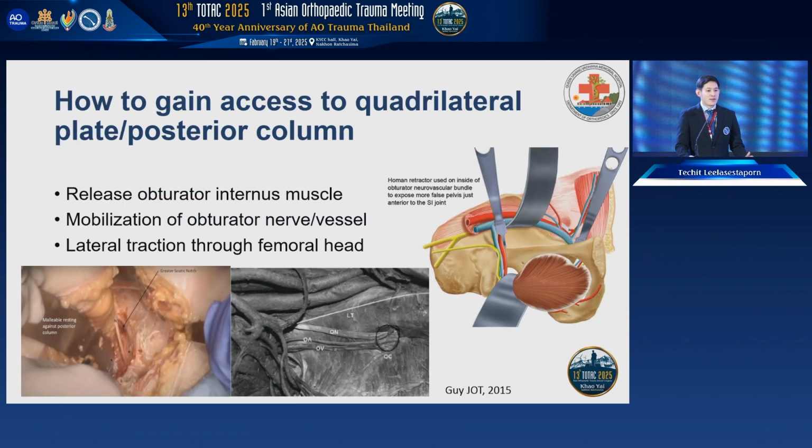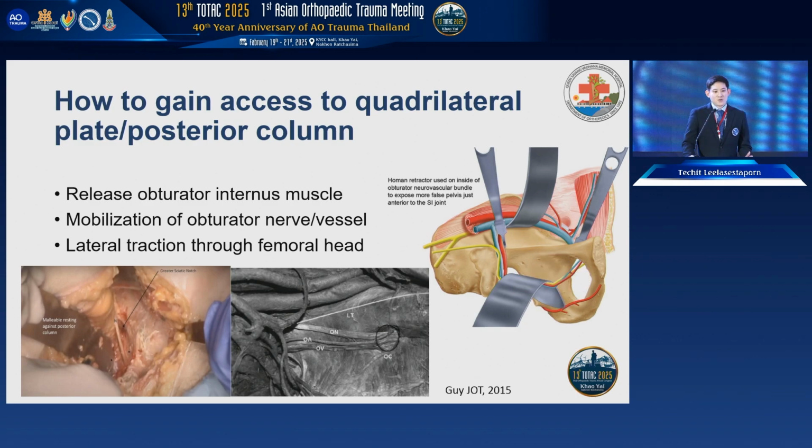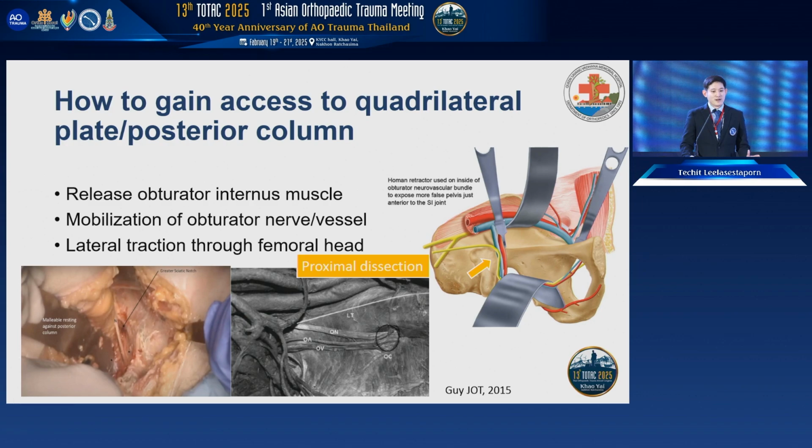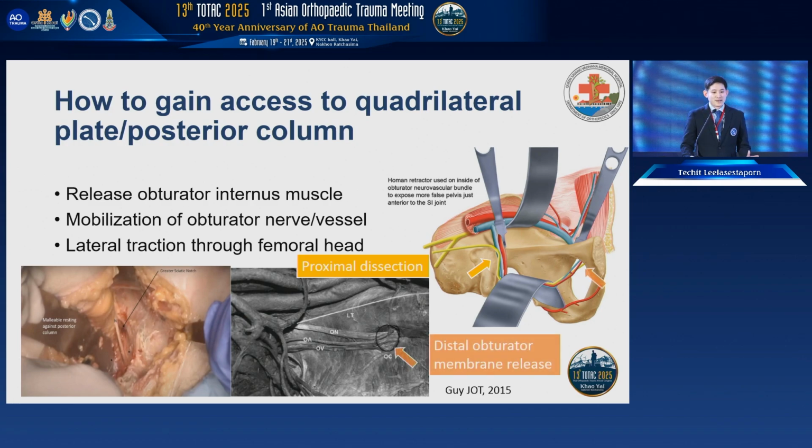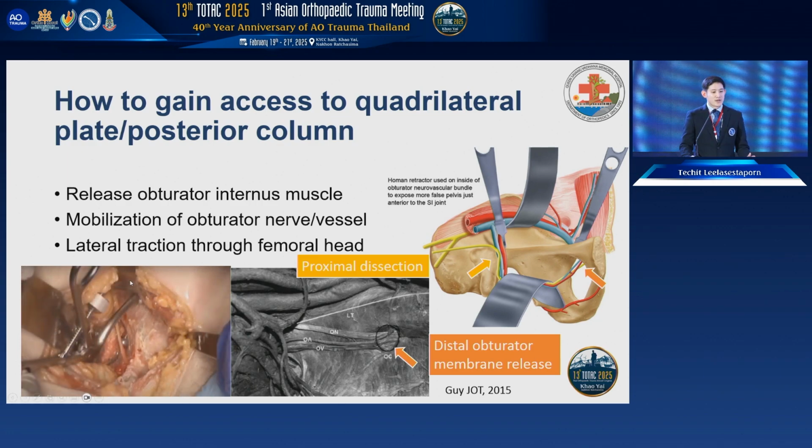For the quadrilateral plate and posterior column exposure, we need to release the obturator internus muscle so that we can access the quadrilateral plate. Also, we have to mobilize the obturator nerve and vessel proximally and distally by incising the membrane of the obturator foramen, so we can work around the nerve and vessel. And then we can put the clamp here near the greater sciatic notch.